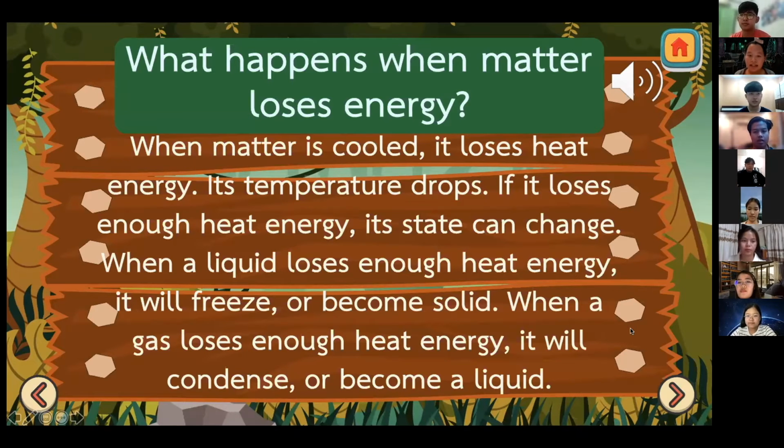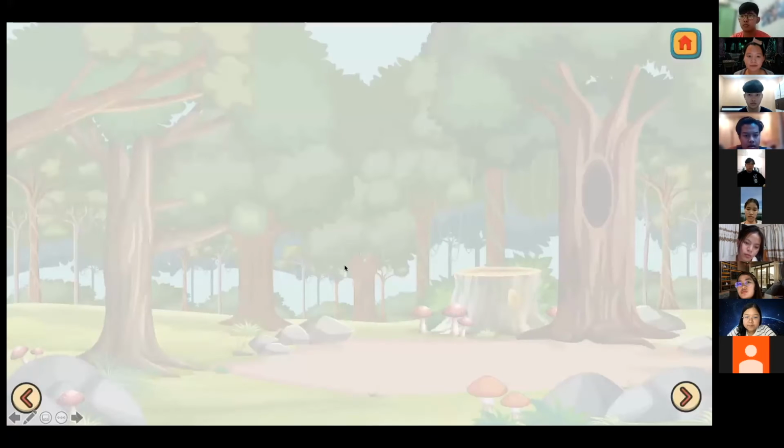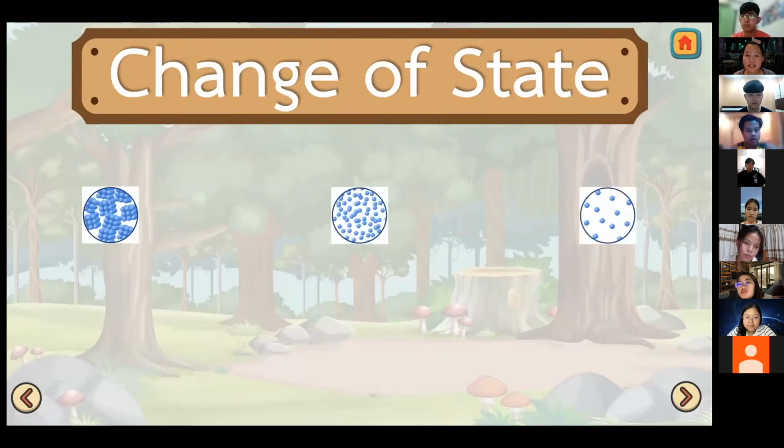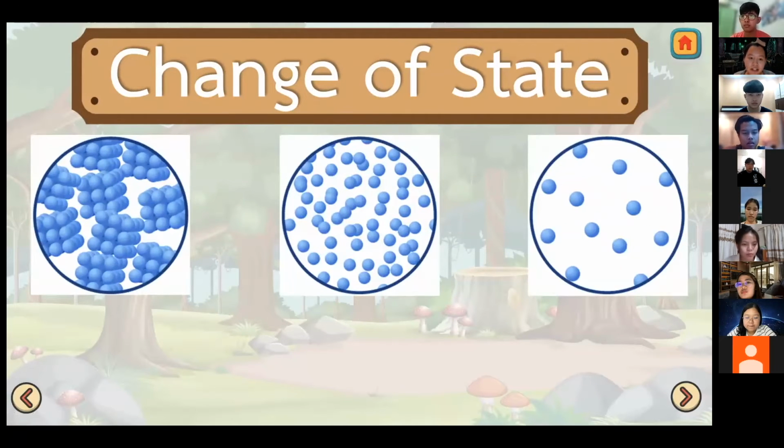Okay, everyone. That's all the passage that we have to learn today. But I have a picture for you all. Let's move to the picture. This is the change of state. Can everyone see the picture?